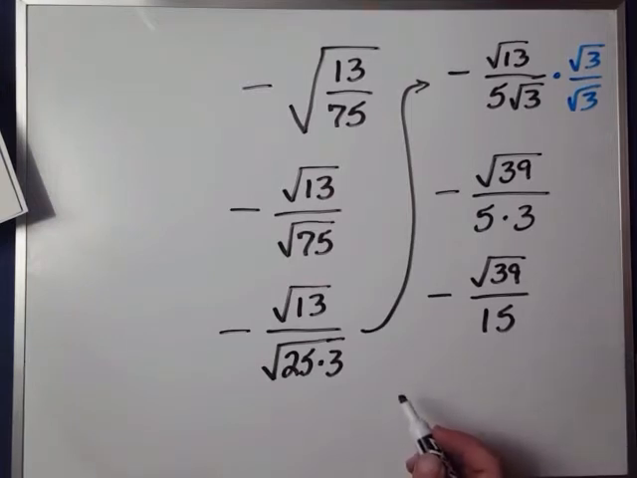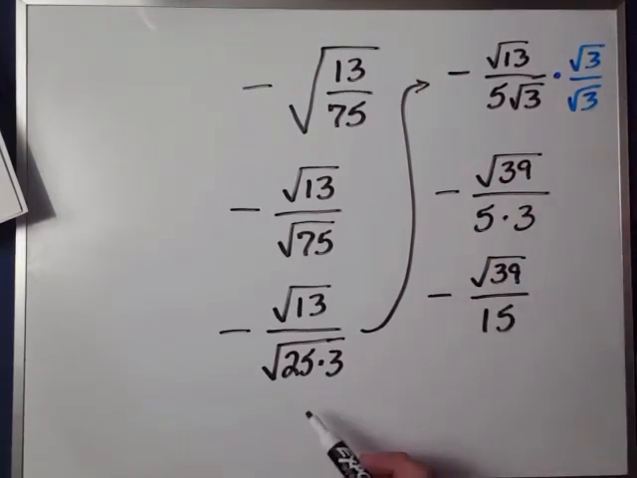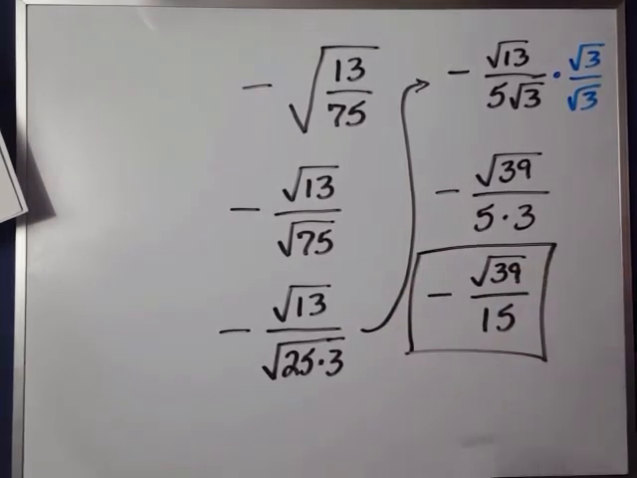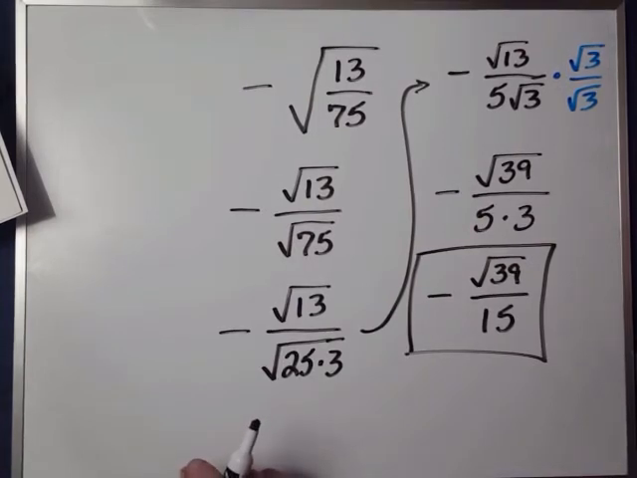Check to see that the numerator does not need simplified any further. 39, you know, is 13 times 3 from the step above. And so this is simplified. 39 contains no factor which is a perfect square.